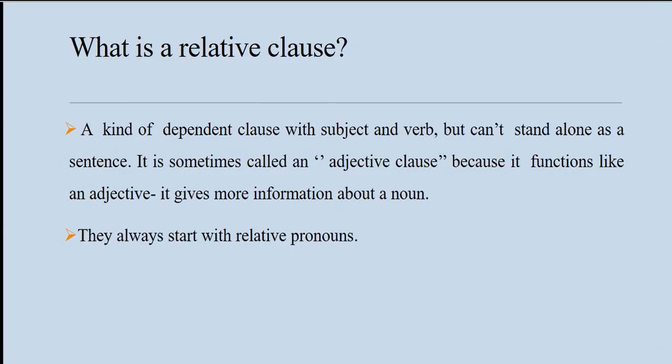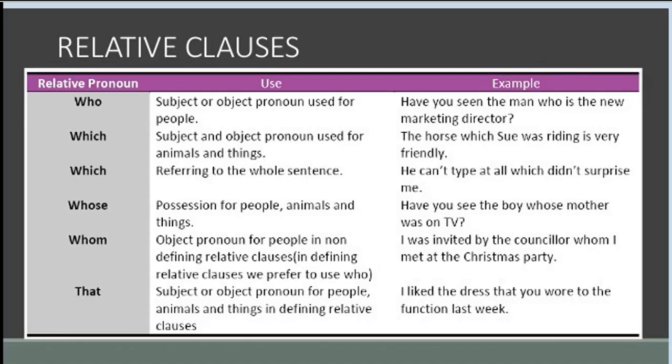So another type of subordinate clause is the relative clause. So what is a relative clause? It's a kind of dependent clause with a subject and verb, but it can't stand alone as a sentence, like all the other dependent clauses. It is sometimes called an adjective clause as well, because it functions like an adjective. It gives more information about a noun. They always start with relative pronouns. So let's see the examples. Here we can see examples of relative clause sentences with different relative pronouns. These words are called relative pronouns, relative clause zamirleri.